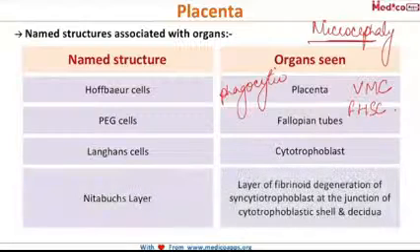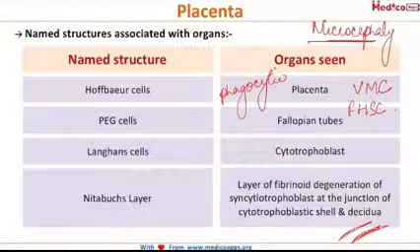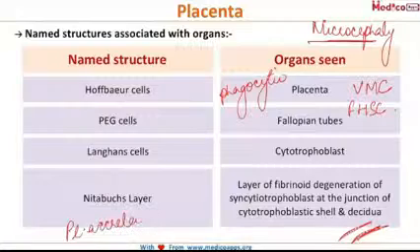What is this Nitabuch layer? It is a layer of fibrinoid degeneration of the syncytiotrophoblast present at the junction of the cytotrophoblastic shell and the maternal decidua. Now this Nitabuch layer limits the further invasion of the trophoblast into the decidua, and if this Nitabuch layer is absent, then it leads to placenta accreta.